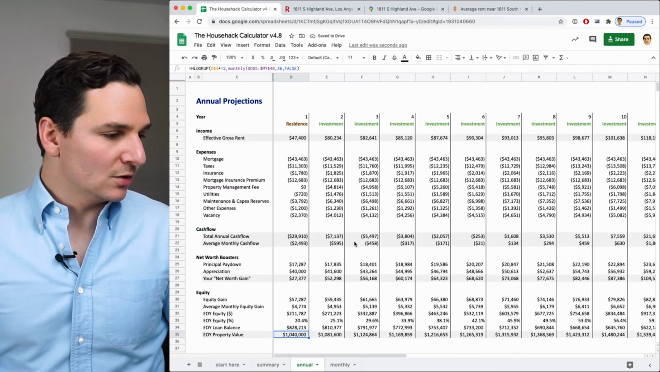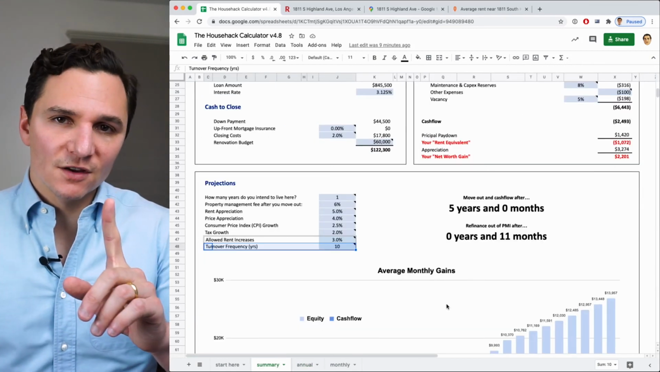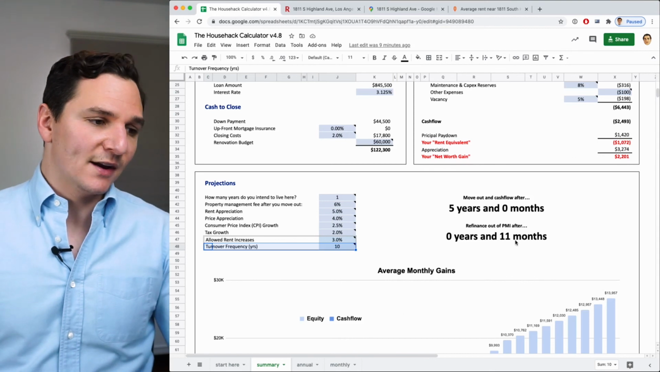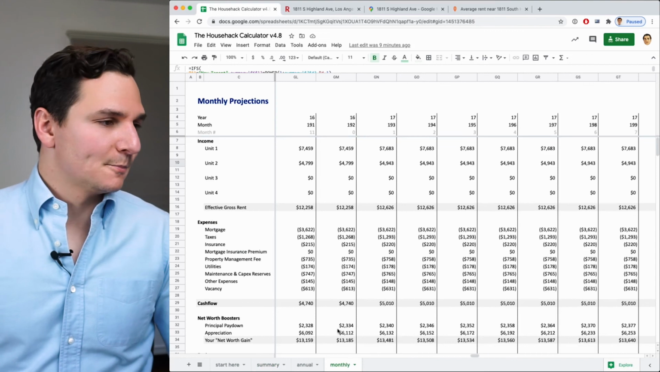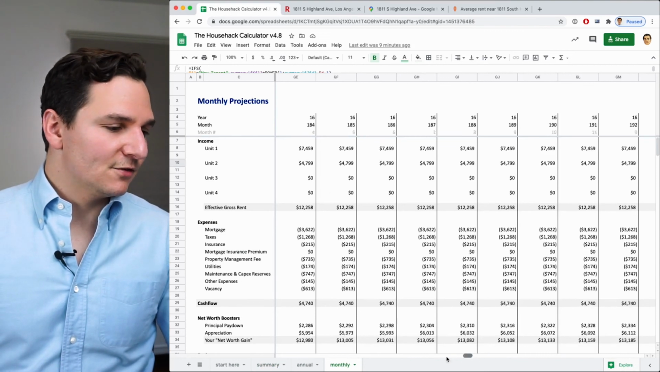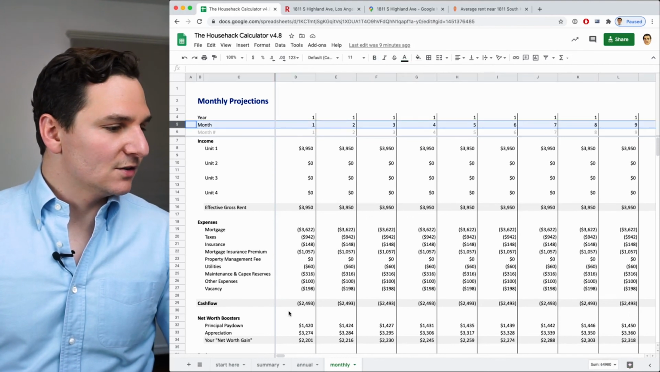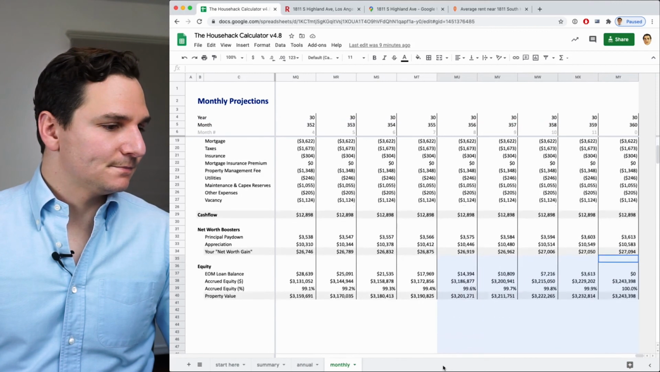If we go into annual, we can come down to this equity percentage row and see, oh, look at that. We're at 20% equity already in year 1 because of the value we added to the property. But what if we want to see in what month exactly we reach that 20% equity? Obviously it says here 11 months, but what I'm getting to is there's a tab down here called monthly. And monthly gives us the same information as the annual tab, but on a month-by-month basis. So this row here tells us what month we're in, and it goes all the way up to month 360.